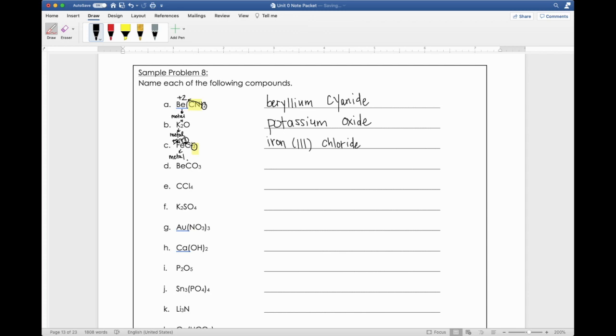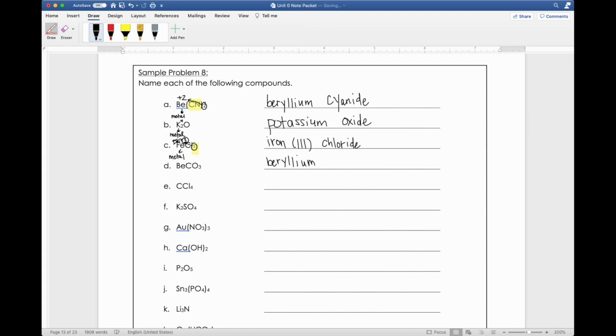Let's try D right here. So I have another metal, beryllium. We identified that up here, and beryllium only has one charge, so we can just say beryllium. So we'll write beryllium down.